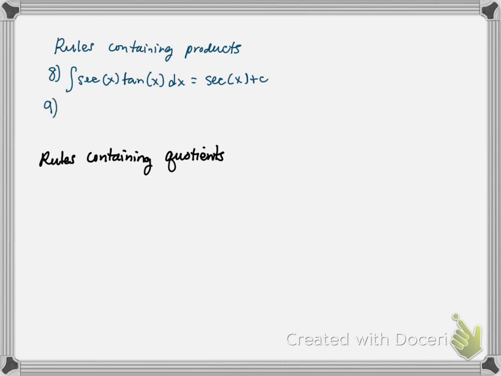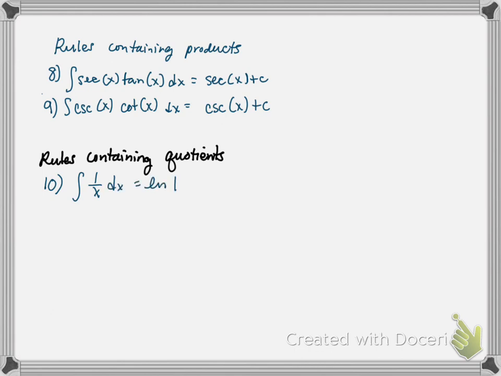Okay, rule number 9 says the integration of cosecant x cotangent x dx equals cosecant x plus c. And number 10, which is actually starting the quotient rules. So let's go ahead and write these down here. Rule number 10 states if I have the integration of 1 over x dx, it's going to equal the ln of the absolute value of x plus c.